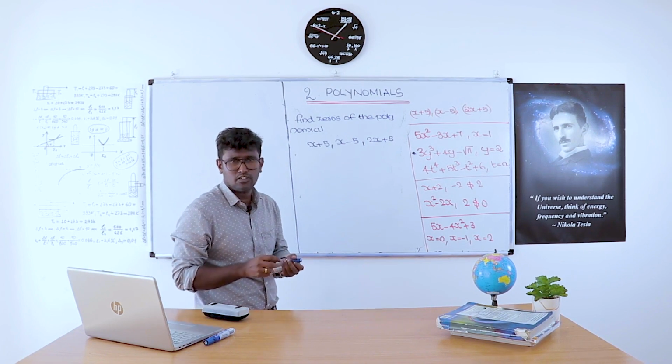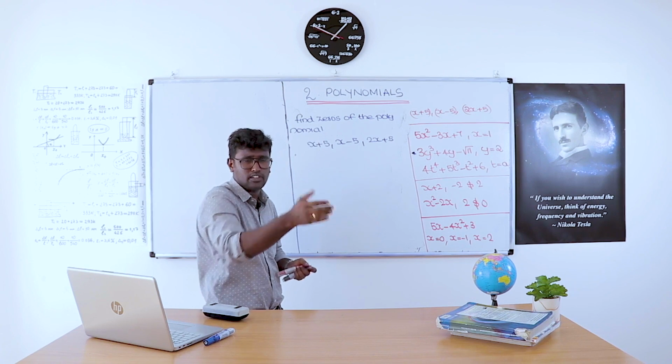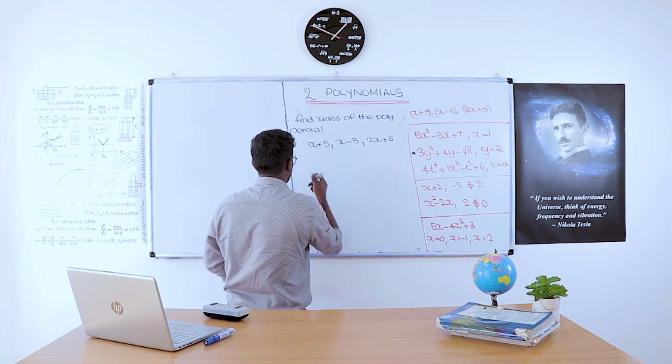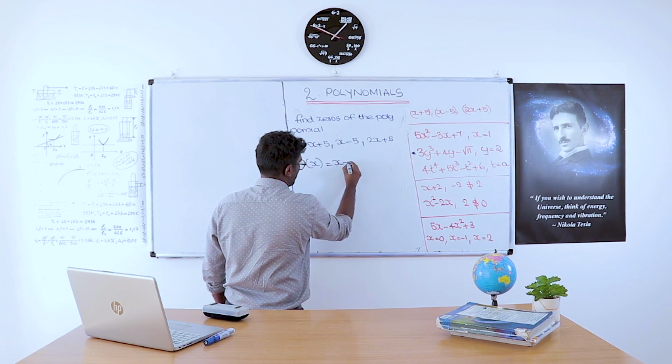How will you find the zeros of the polynomial? For a particular number, if the value of the polynomial tends to 0, that particular number is the zero of the polynomial. So first of all, we want to find out p of x equal x plus 5.